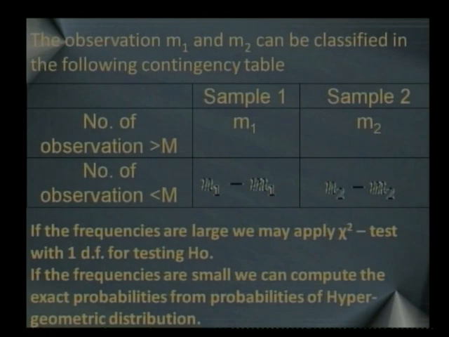So what is this? This is nothing but the chi-square 2 by 2 contingency table. Here we can apply the chi-square test with 1 degree of freedom. If the observations are greater than 5, we can automatically apply the chi-square test for the median. But if the frequency is small, what will we do? Here we will apply the hypergeometric distribution, and calculate the mean and variance or probability using it.